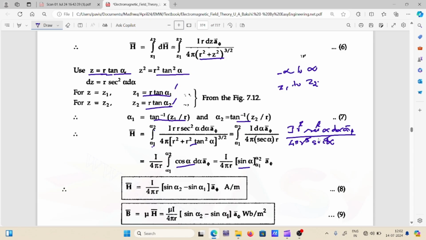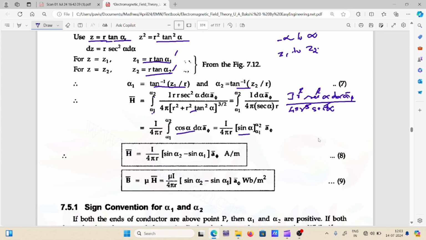In the previous derivation, here we had a pi by 2 term, so we got 2. Here it's a general formula. So based on z1 and z2, it makes angles alpha 1 and alpha 2. So H equals I divided by 4 pi r, sin alpha 2 minus sin alpha 1, a phi, ampere per meter. And B will be mu into H, mu into I divided by 4 pi r, sin alpha 2 minus sin alpha 1 in the direction of phi, Weber per meter square. And this is H and B for a finite length conductor which is placed along the z-axis.